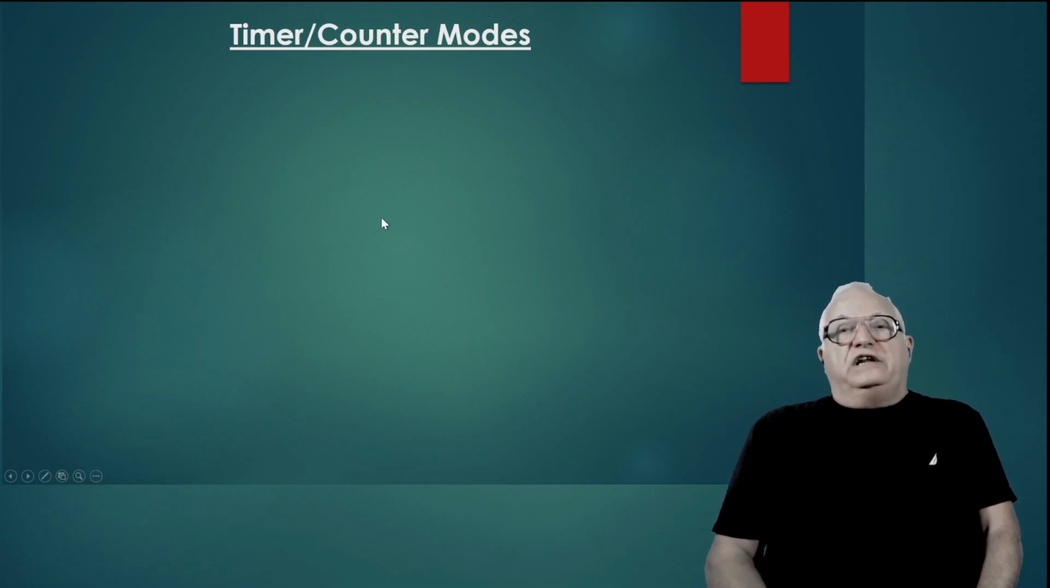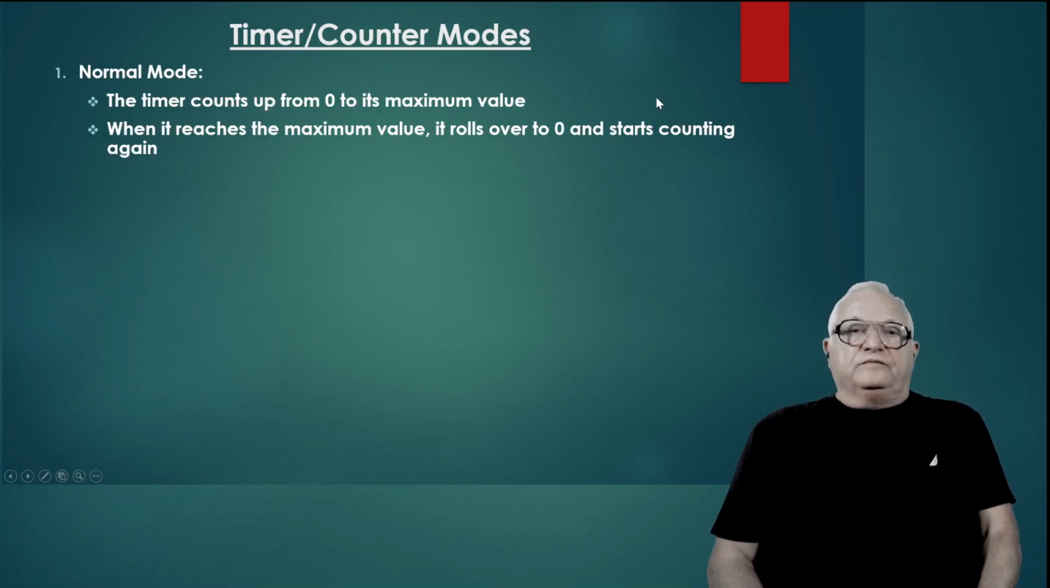So let's talk a little bit about the timer counter modes. So we have a normal mode. In the normal mode, the timer counts from 0 to its maximum value. When it reaches its maximum value, it sets up some kind of a flag or interrupt or whatever we program into it, and then it rolls to 0. So normal mode, it counts to the maximum value and then goes to 0.